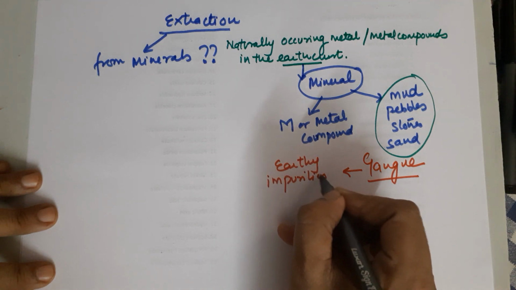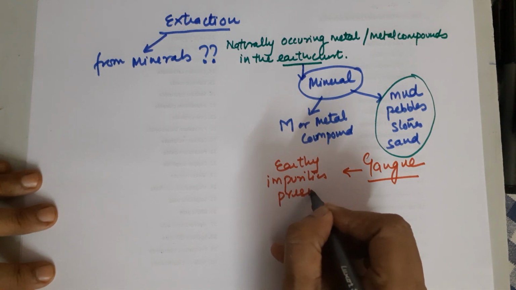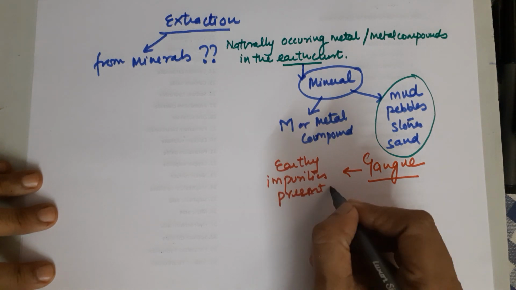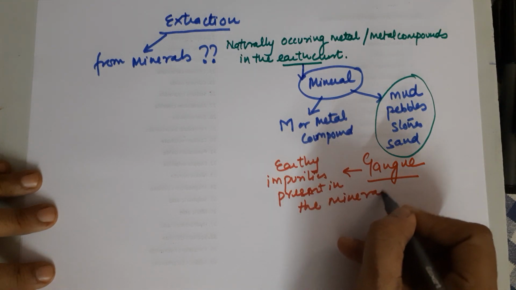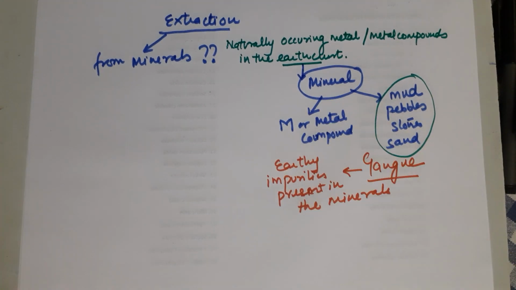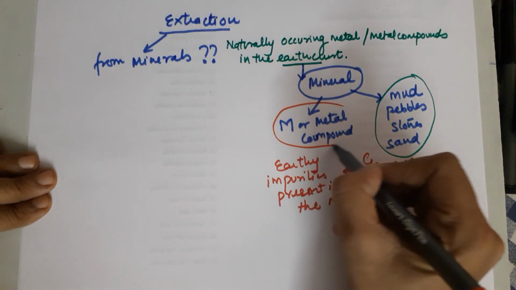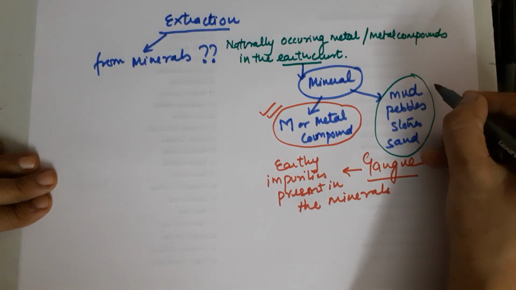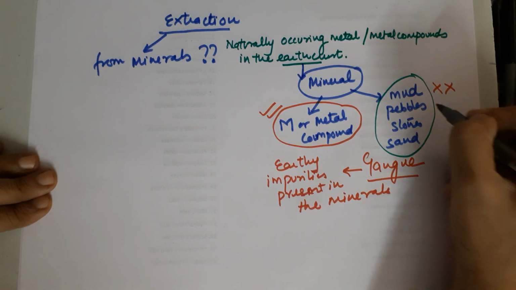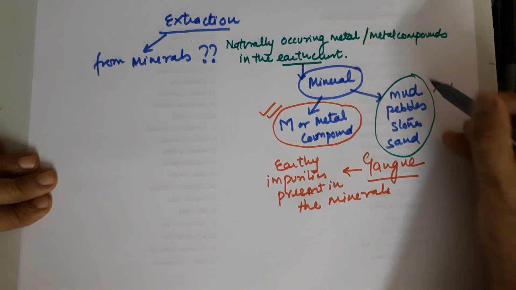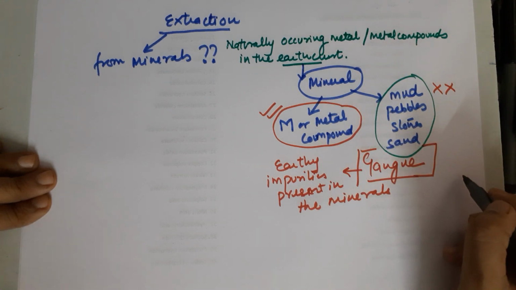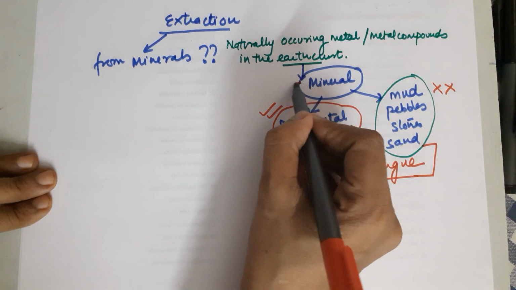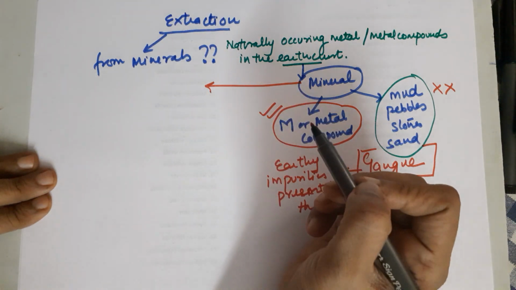impurities present in the mineral. Fine? So, if you have a mineral, you have two things. This is what you need and this is what you don't. So, the first step in extraction is always to remove your gangue. Now, before I go to the metallurgical steps, I need you to understand something more about minerals.